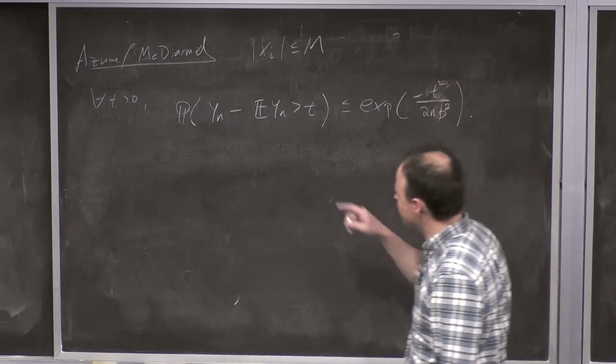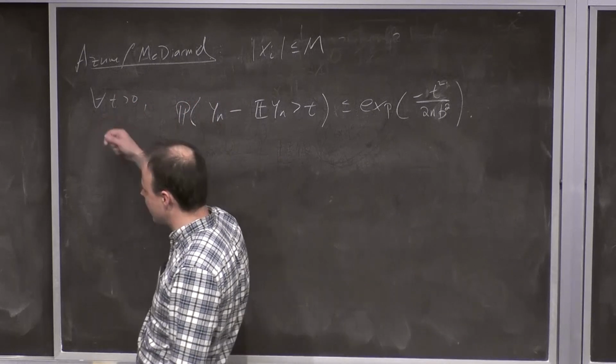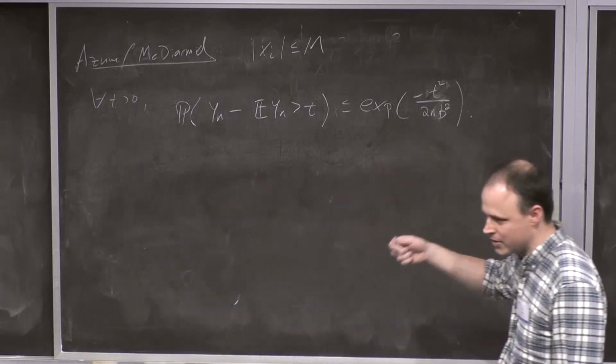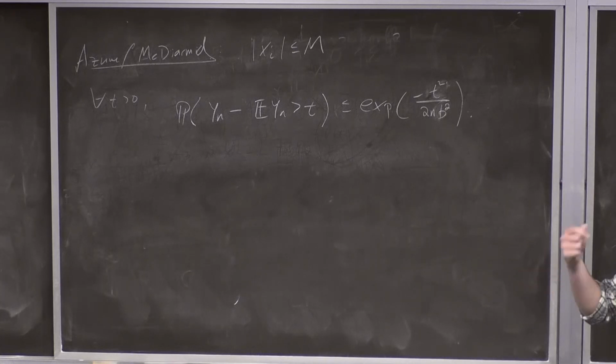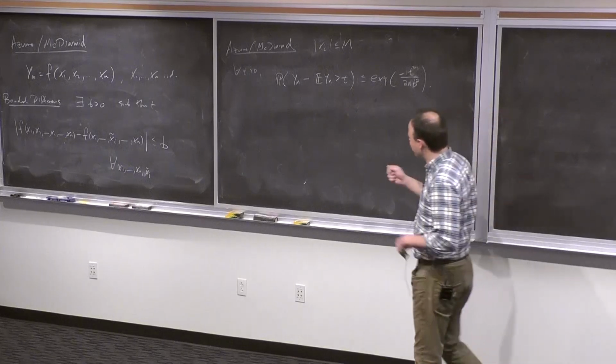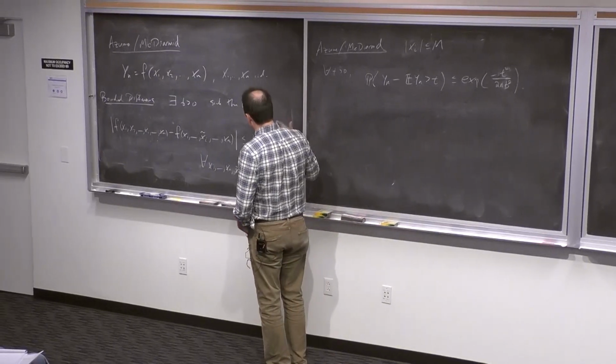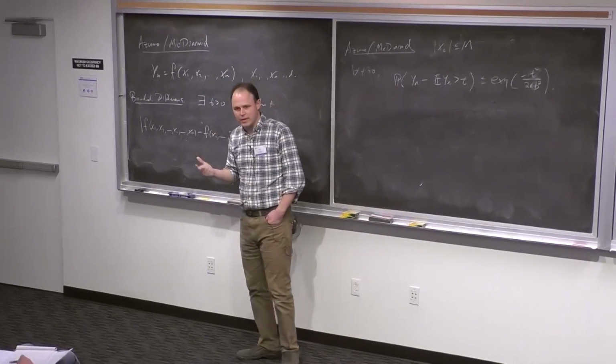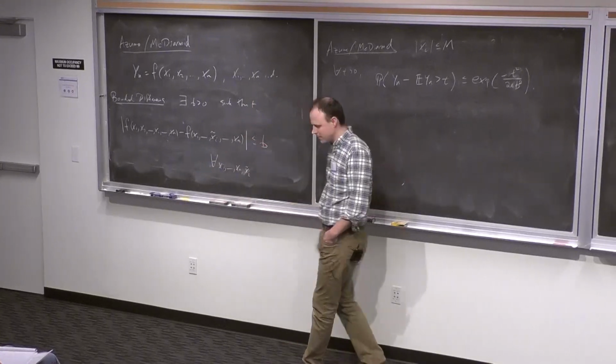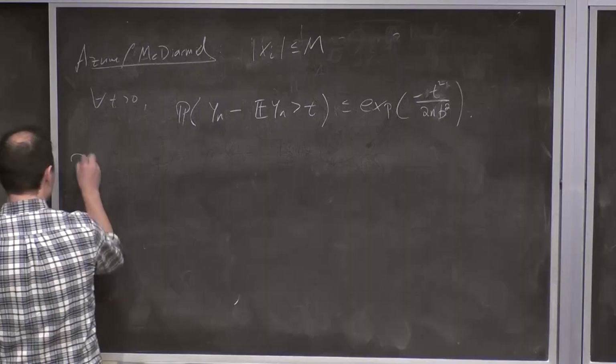And the reason I call it Azuma McDiarmid is that really it follows from Azuma, which is something you prove for Martingales. So this holds for sub and super Martingales, and it's a more general result. And when you write it down, you write down an application of it to this thing called the Doob Martingale, and you get McDiarmid from this. So let me just sketch the proof.